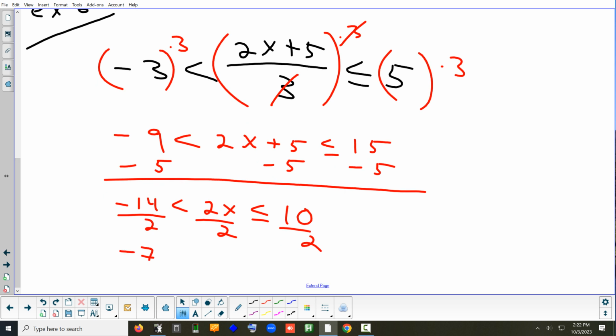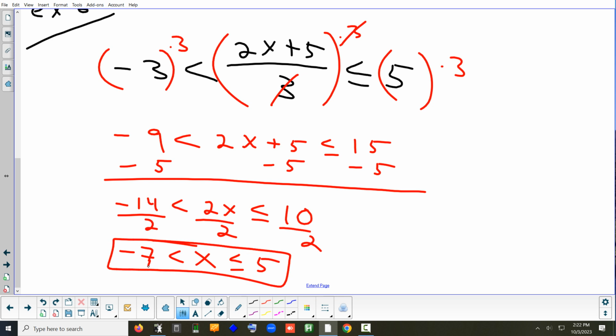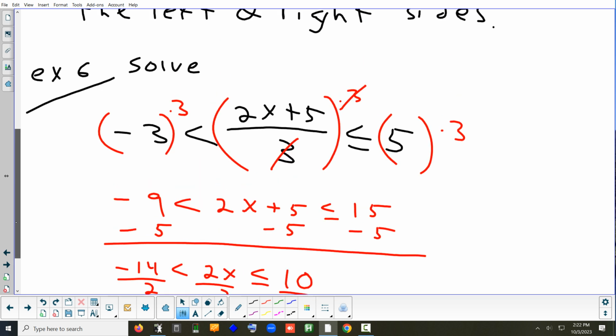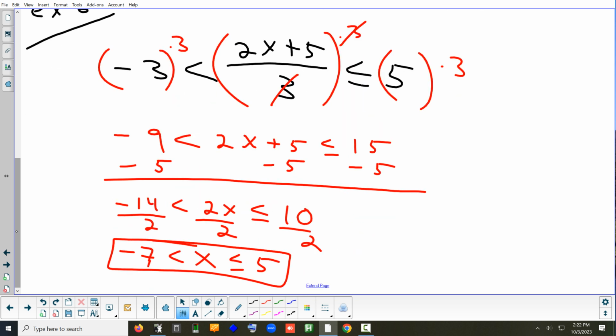So -7 is less than x, and x is less than or equal to 5. Much easier when you don't have letters in multiple spots. Okay. Question on that before we look at the last thing.